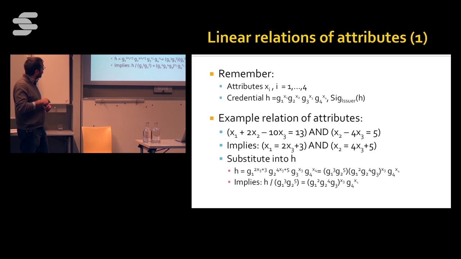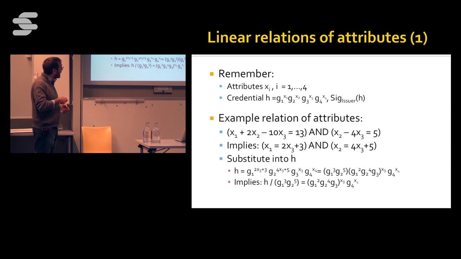But if I look carefully at this expression now and rewrite it a bit, this is just h divided by some constant, so it's just a different h, which is equal to a constant new g1 to the 2, g2 to the 4, g3 to the x3, which is still a secret, and then g4 to the x4. And what does that look like to you? It just looks like a different representation of h divided by this constant. And I can use my extended Schnorr protocol to prove that. And if it turns out that all of this works out, it must be the case that all of these credentials have this relationship amongst each other.